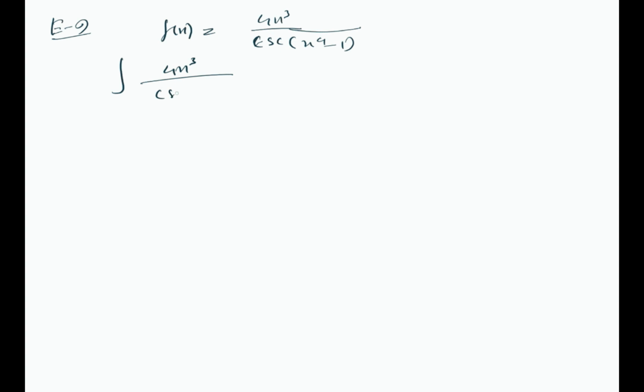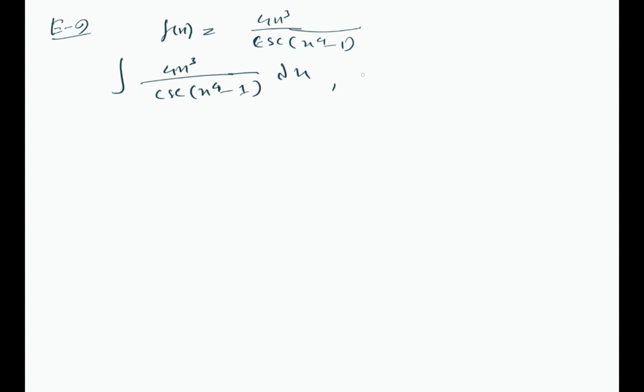Example 9. For example 9, our function is 4x cubed divided by cosec of x to the power 4 minus 1. So we need the integral of this function, 4x cubed over cosec of x to the power 4 minus 1 dx. Now we need to choose our u.